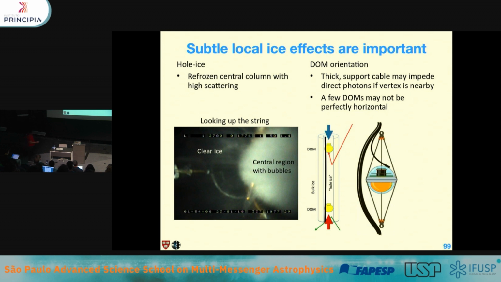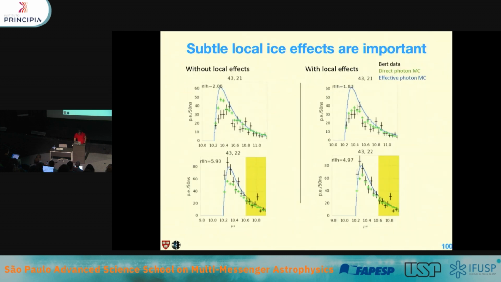And for that, what we do is we use these light sensors that we have in our DOMs. Okay. So how big are these effects? Well, they can be significant in how we reconstruct the light curve. And so this one is, for example, without these local effects, and then this is with the local effects.